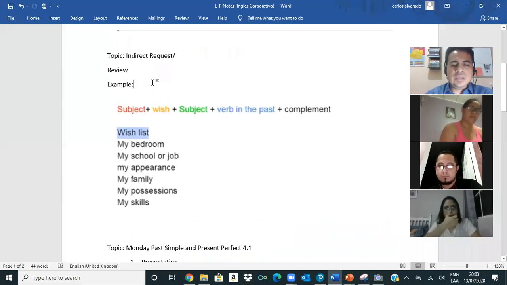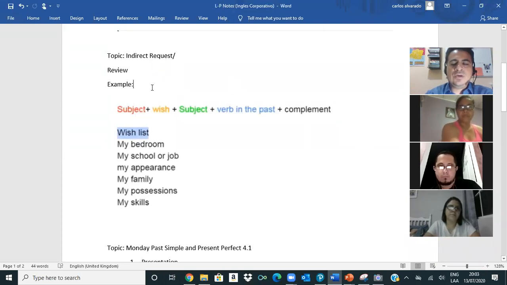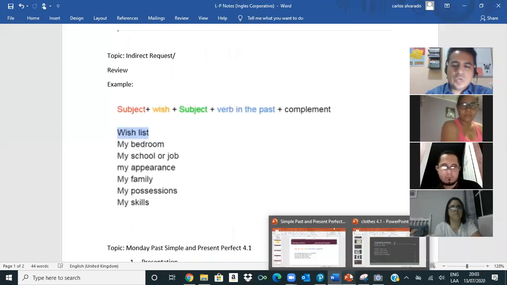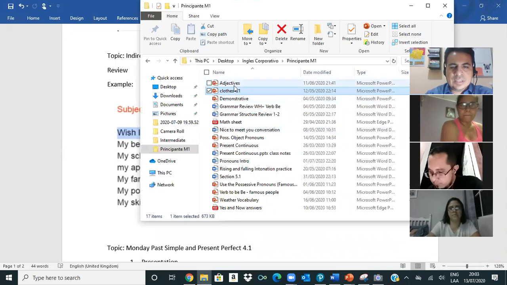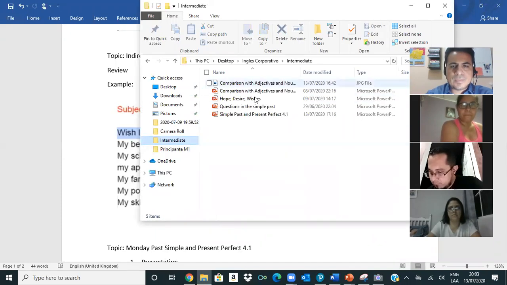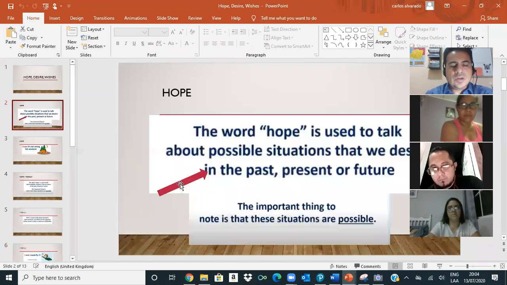Section number three, we finish with the lesson about making wishes. Do you guys remember? Okay, I sent you a video about the difference between wish, desire, hope. Do you remember? Okay, let me put that lesson. Hope, desire, wishes. This is the last lesson on section number three. Okay, solo para repasar.